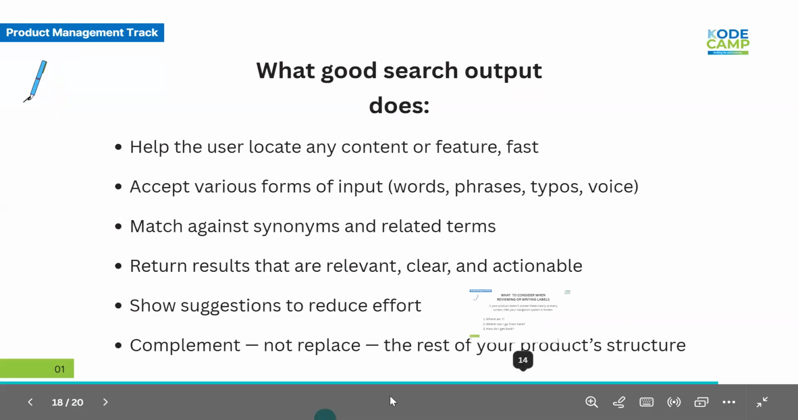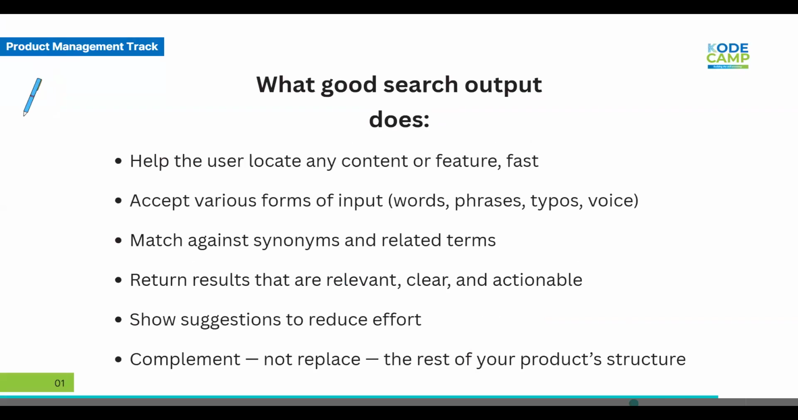So let's summarize what a strong search system should do. A strong search system should help the user locate any content or feature fast, should accept various forms of input: words, phrases, typos, voice, etc. It should match against synonyms and related terms, return results that are relevant, clear, and actionable, show suggestions to reduce effort, and complement, not replace, the rest of your product structure.